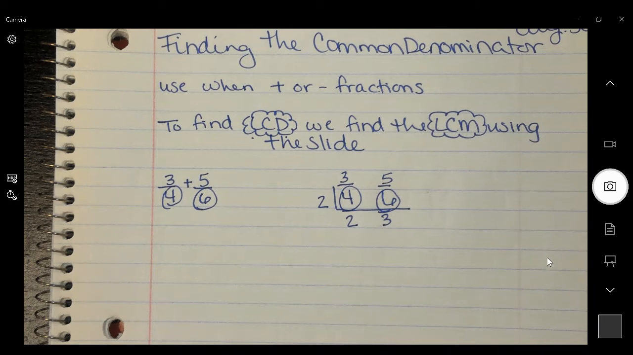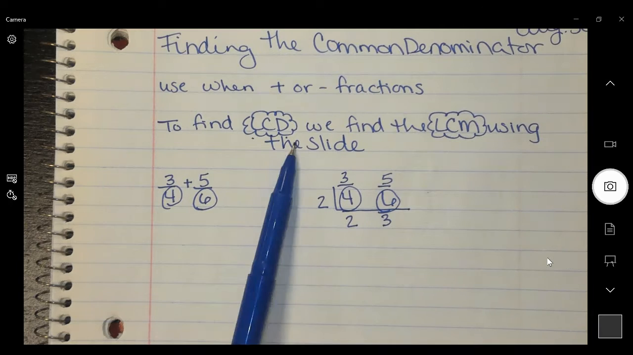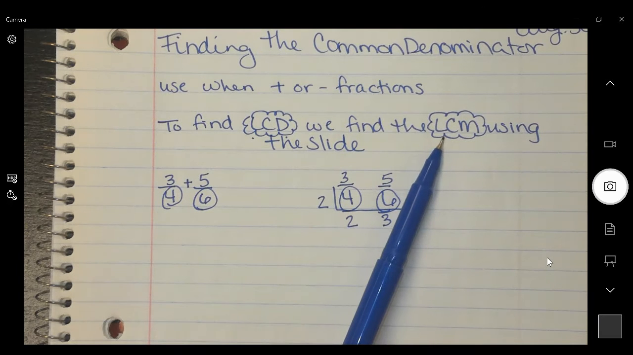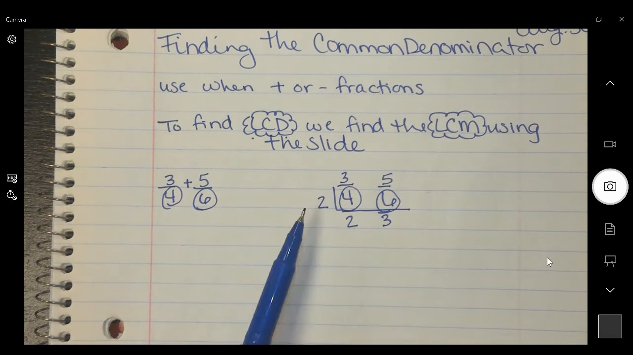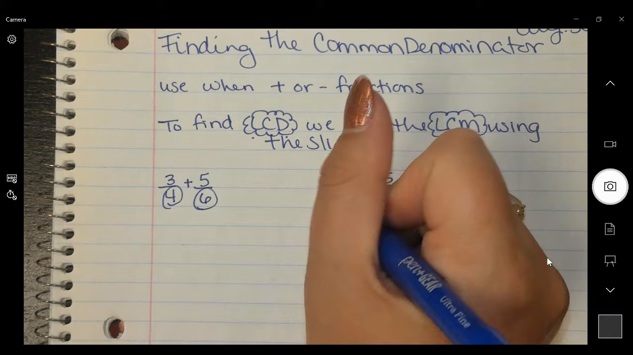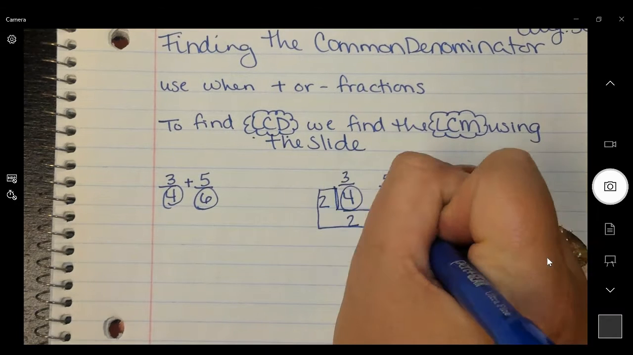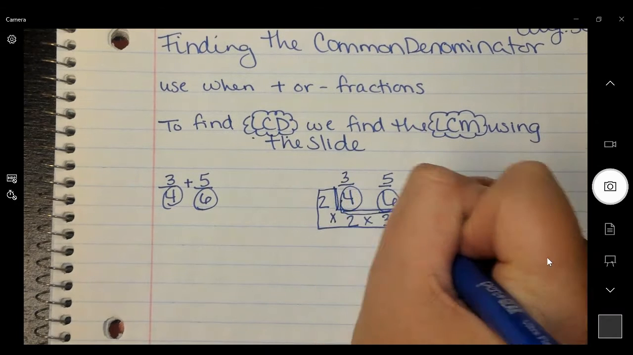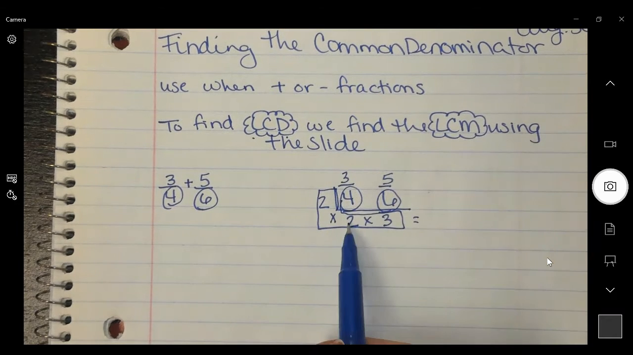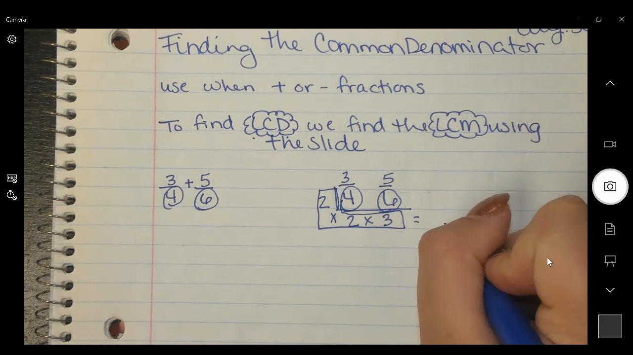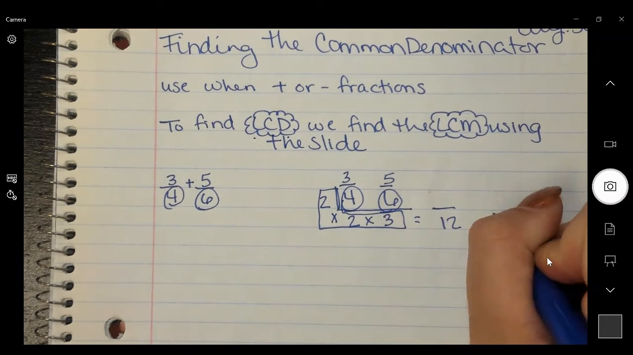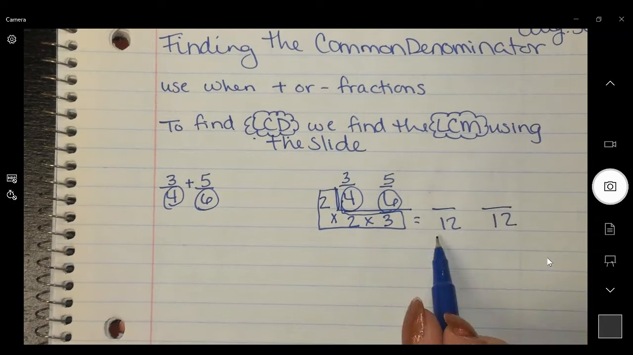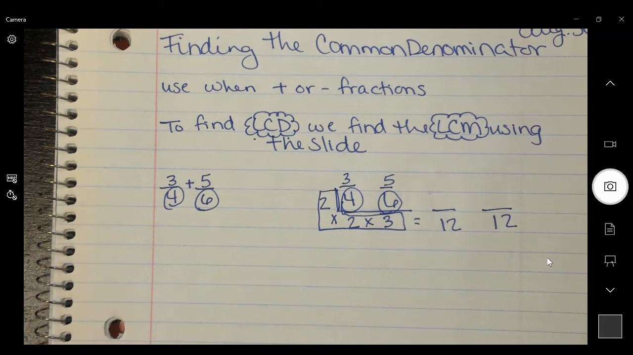So what does that mean? I stop. I'm done. I'm finding the LCD, which means I'm finding the LCM. So if I'm finding the LCM, what do I do for the slide? You've got to draw the L and multiply. So 2 times 2 is 4. 4 times 3 is 12. So my new denominator is now 12.